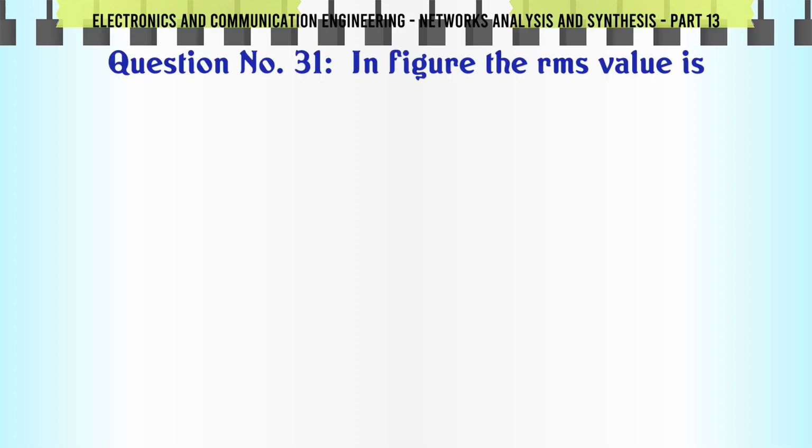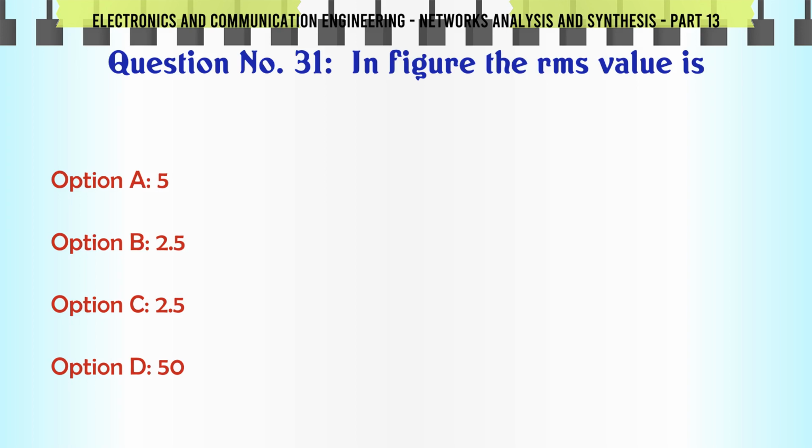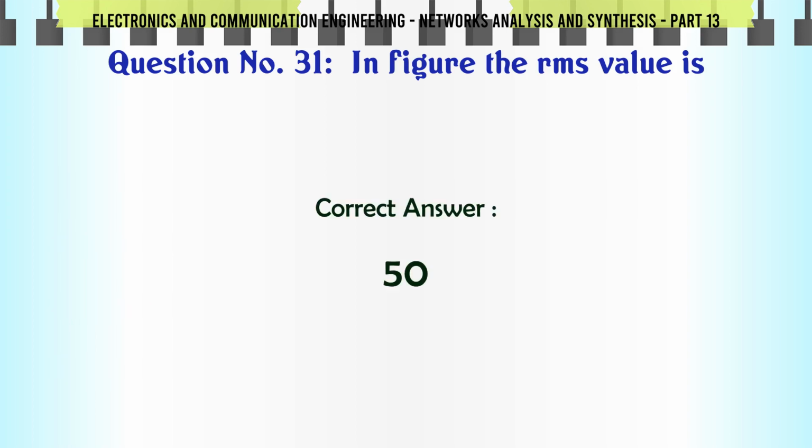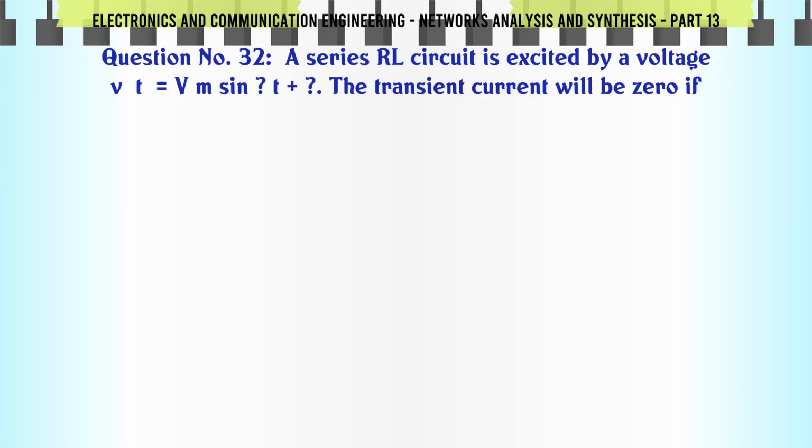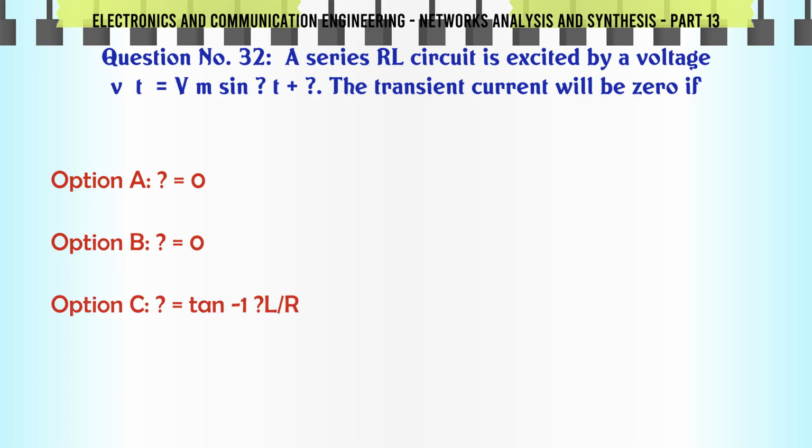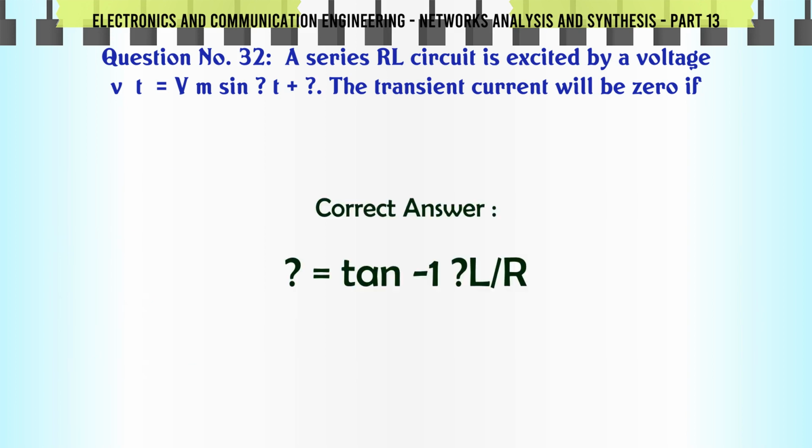In the figure, the RMS value is A. 5, B. 2.5, C. 25, D. 50. The correct answer is 50. A series RL circuit is excited by a voltage v(t) = Vm sin(wt + theta). The transient current will be 0 if theta equals A. 0, B. pi/2, C. tan inverse of wL/R, D. tan inverse of wL/R minus pi/2. The correct answer is tan inverse of wL/R.